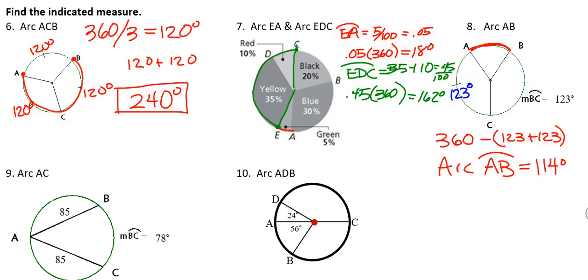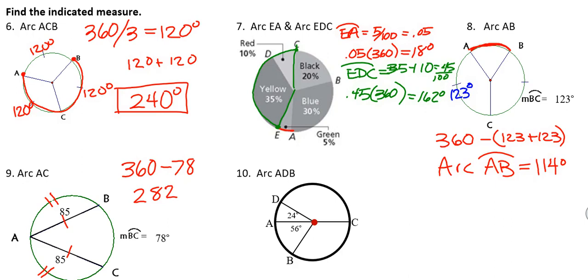All right, down here on number 9. So on number 9, I notice that I have chord AB and chord AC are congruent. Well, if the chords are congruent, then their corresponding arcs are congruent. So that tells me that arc AB is congruent with arc AC. Now when I look at this one, I notice that I only have one measurement right now, and that's 78. So again, I'm going to take my 360 and I'm going to subtract 78 from that. When I subtract 78 from 360, I get 282.